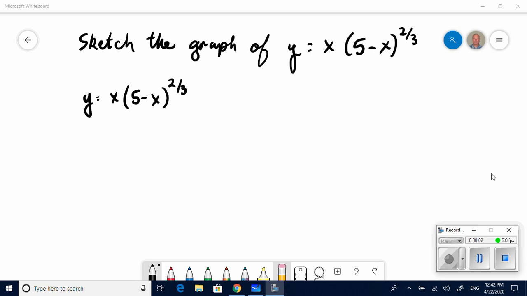Our last function in chapter 4 is a pretty strange, pretty unique function, one we probably haven't commonly seen before. It's a product of two functions, okay? So it's x multiplied by (5 minus x) raised to the 2/3 power. Now, the exponent 2/3 is an interesting exponent. The third root of a quantity squared, okay? So the 2/3 exponent is a lot like this.